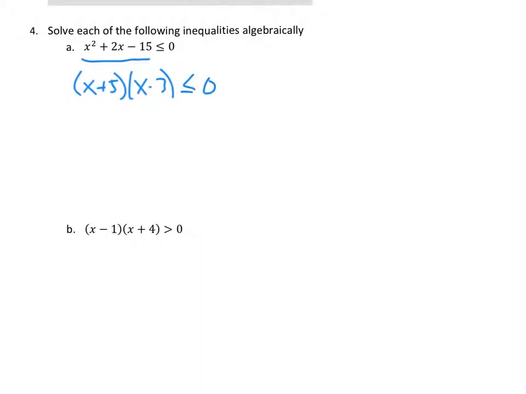Now the zeros, the x values that make it equal to 0, would be negative 5 and positive 3. We can tell that by looking at the factorization. So negative 5 and positive 3. And what we do with those zeros is we make a number line and we plot those zeros on the number line.